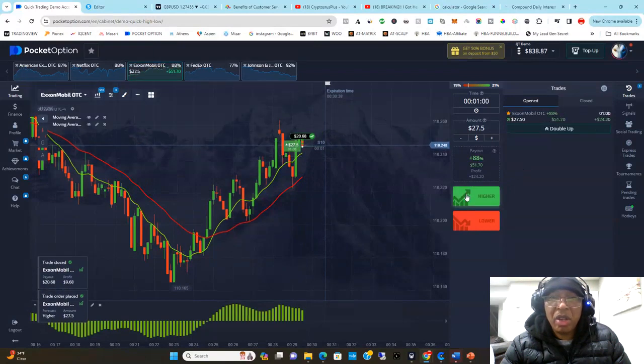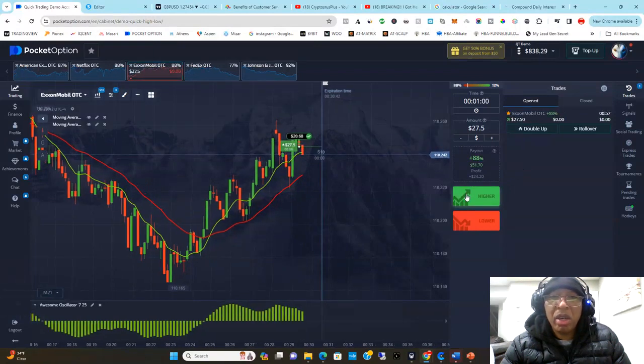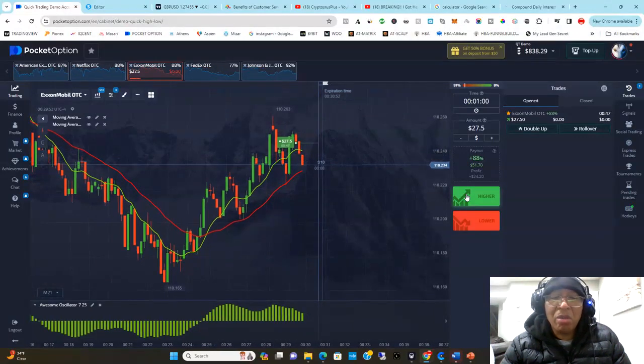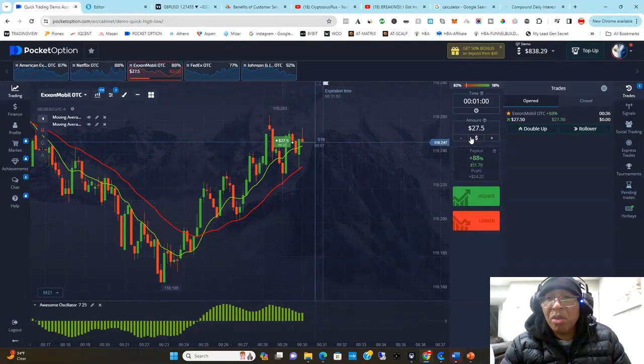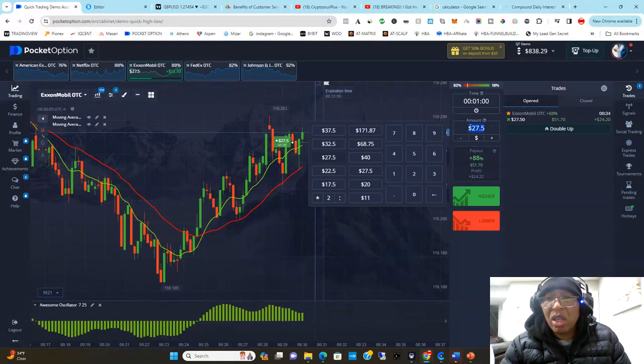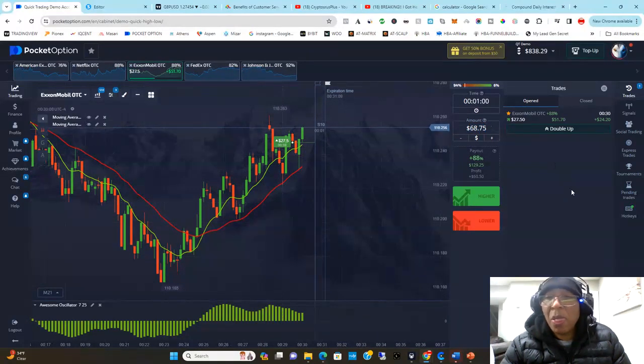Okay, so we won that. Okay, we're going to jump in right away with a double. Actually 2.5 times because we are trying to recoup the loss now. Okay, this is a pro strategy that we are trying to apply here. It did come down, bending down that way, so we are not okay. So we are trying to apply a pro strategy. The next one is 68.75.